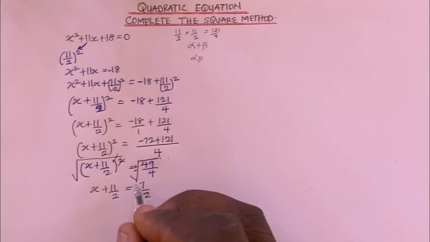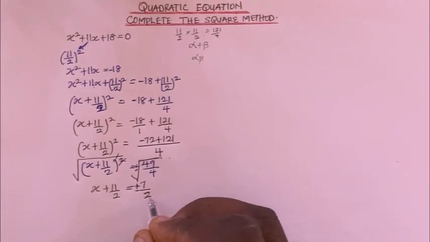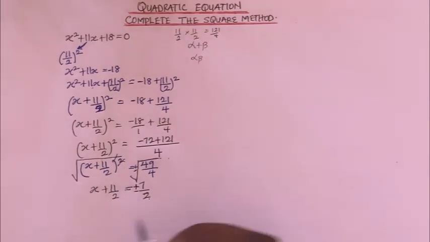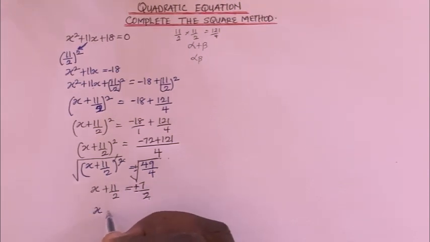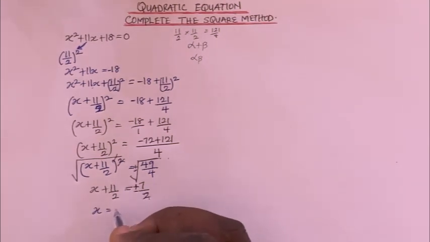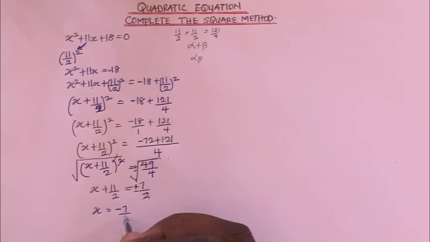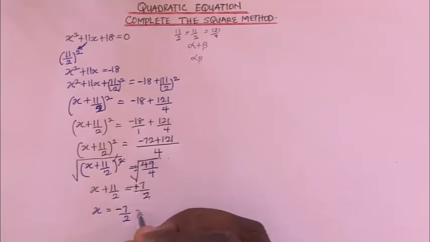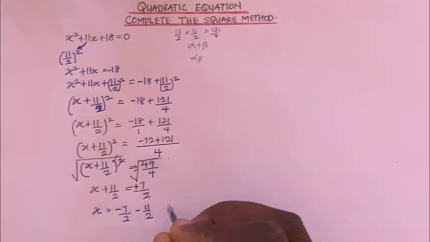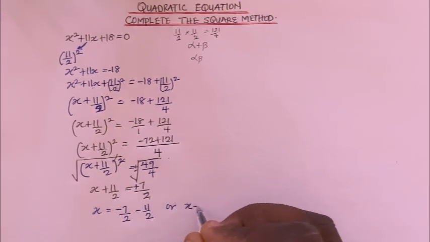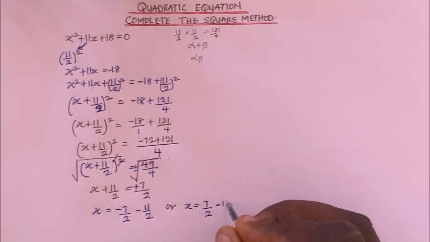So in this case, this is simply plus or minus 7 divided by 2. Now let's further simplify. Then here we are going to have x equals minus 7 divided by 2, then minus 11 divided by 2. Or x equals 7 divided by 2, then minus 11 divided by 2.